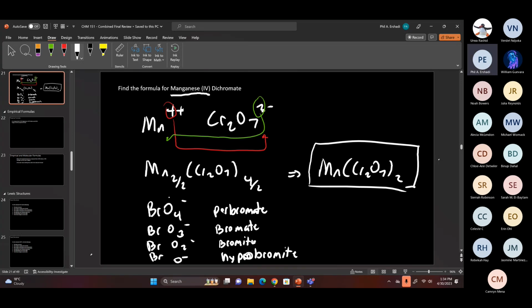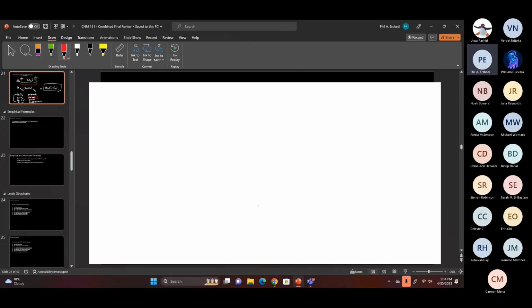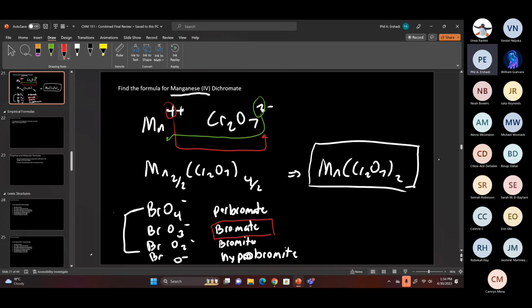So if you can package them together like this and remember sets of them, that would be huge, I think. You can see that the only difference between them is how many oxygens. The base form of this would be bromate. Adding an oxygen puts you at perbromate, and taking away oxygens puts you at bromite and hypobromite. So if you can remember them in sets that are related to each other, that would help you a lot.